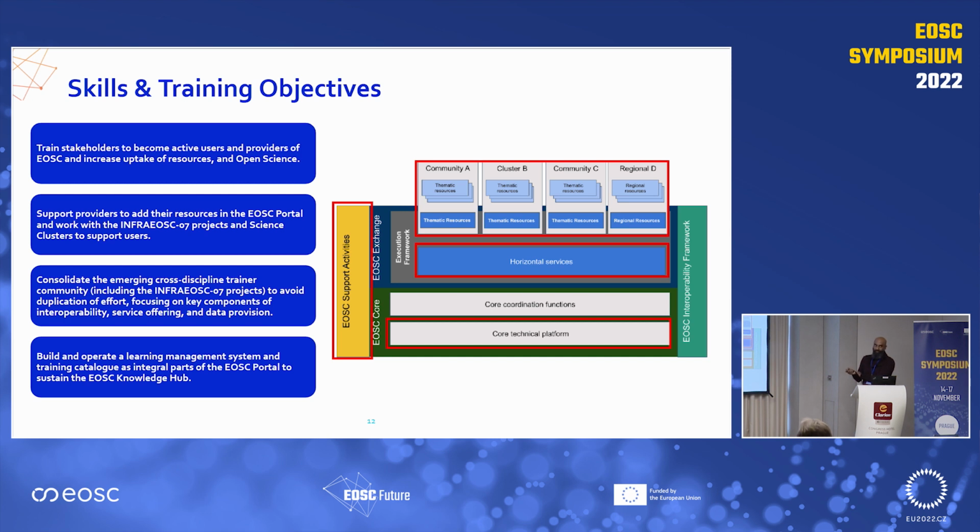We have a lot of training going on in the other EOSC projects as well, and of course we need to align with them. And as well as the alignment, we want to make sure we can collaborate efficiently in what we're trying to do. And build and operate this learning management system, which is this Knowledge Hub that I briefly mentioned earlier.